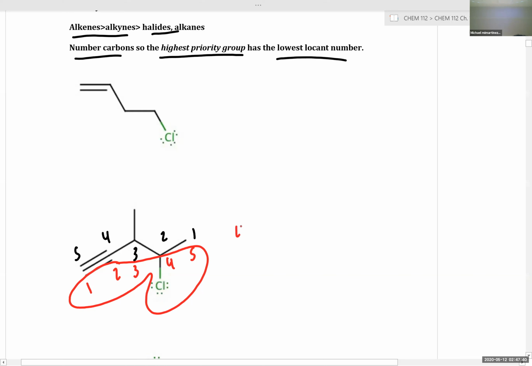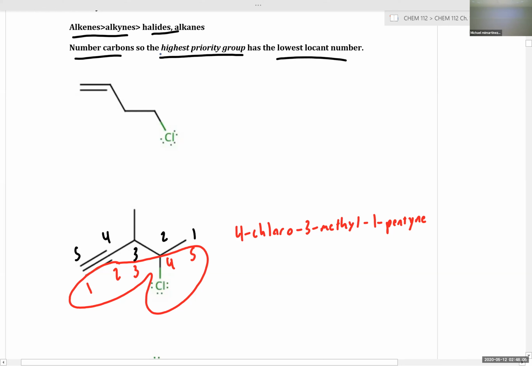number. So we name this as 4-chloro, 3-methyl, 1-pentyne, where this "-yne" ending is signifying we have an alkyne.